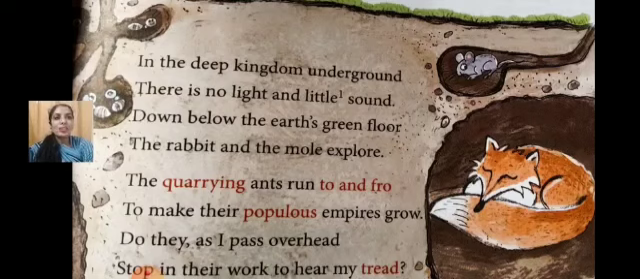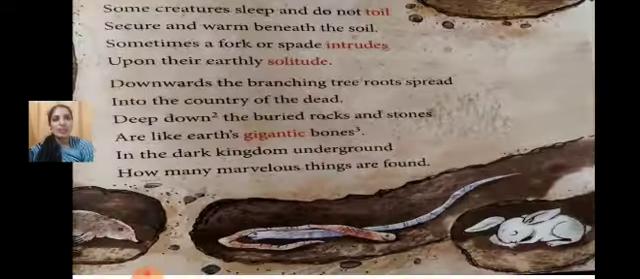In the deep kingdom underground, there is no light and little sound. Down below the earth's green floor, the rabbit and the mole explore. The quarrying ants run to and fro to make their populous empires grow. Do they, as I pass overhead, stop in their work to hear my tread? First we'll read and then we'll discuss.